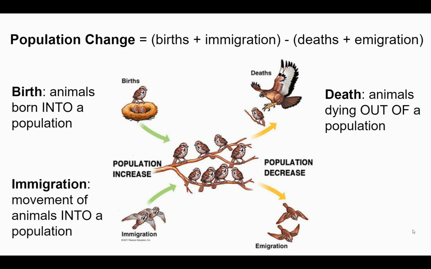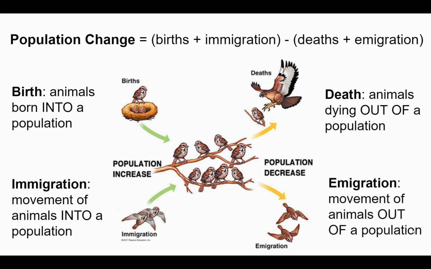Immigration is the movement of animals into a population, or the movement of individuals into a population. So immigration also adds to a population. And lastly, emigration is the movement of individuals out of a population. So emigration and deaths remove animals or individuals from a population.